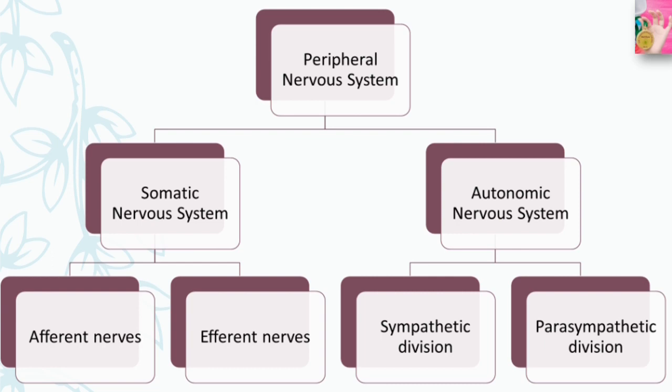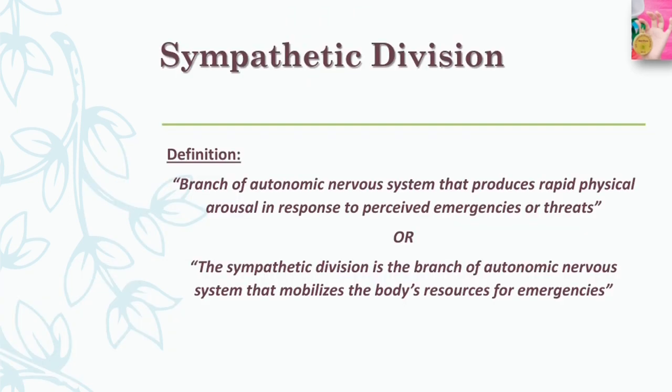Now, in general, the sympathetic nervous system arouses the body to expend energy, and the parasympathetic nervous system helps the body conserve energy. Now, the two branches largely have opposing effects. However, both are complementary and work in coordination. Now, let's start with the proper definition of the sympathetic division.